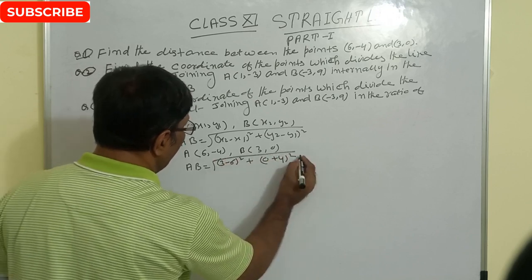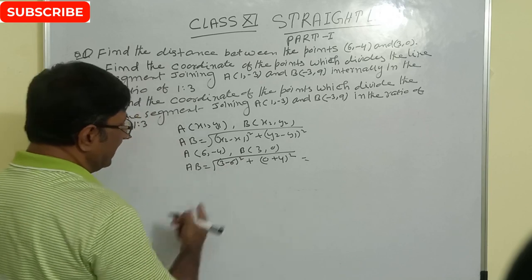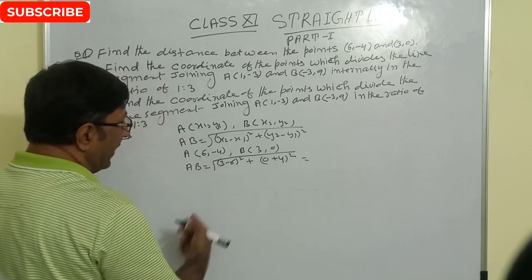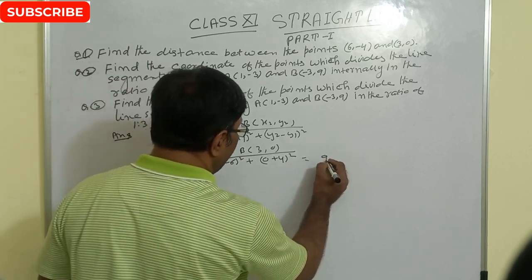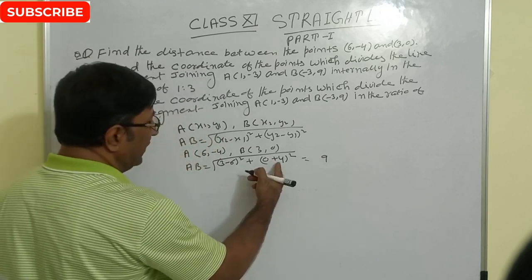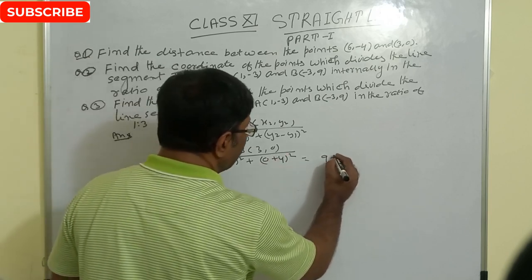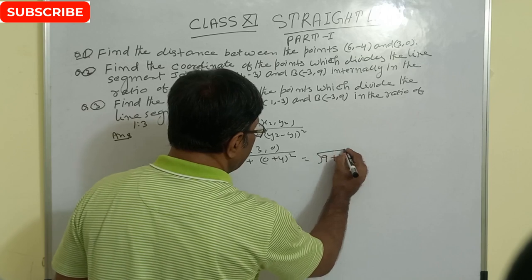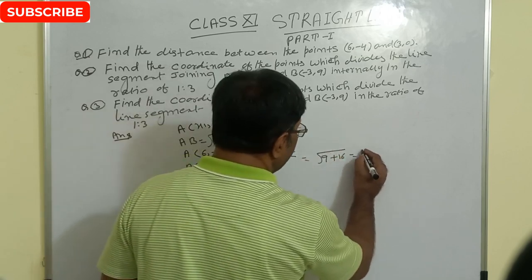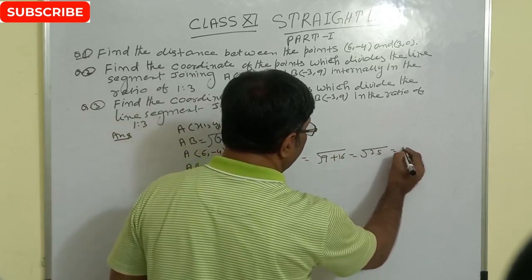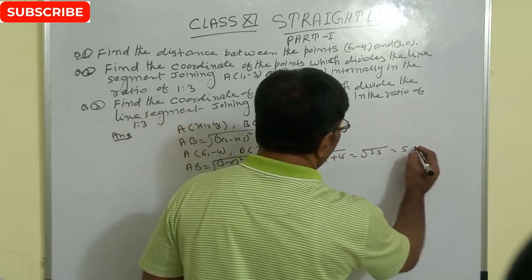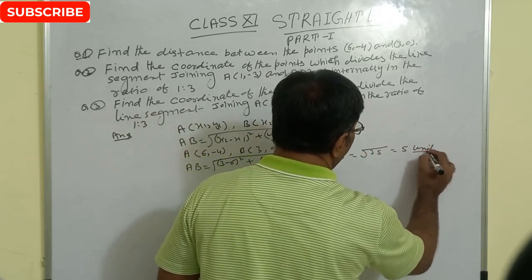Now this is root under. You know 3 minus 6 is what? Minus 3. Minus 3 square is what? 9. Here what? 0 plus 4, 4. 4 square is what? 16. So this is 16 plus 9, that is square root of 25. So this is what? 5. So you can write this is the 5 unit.